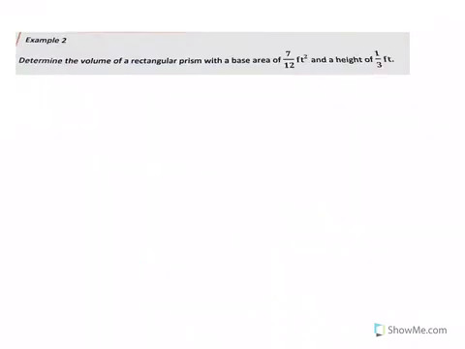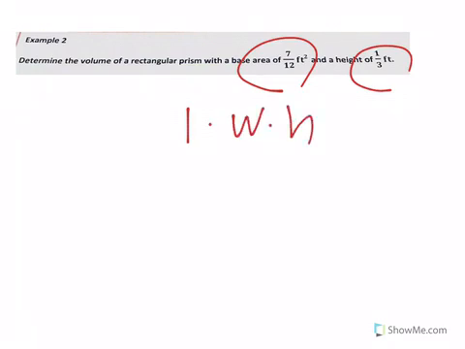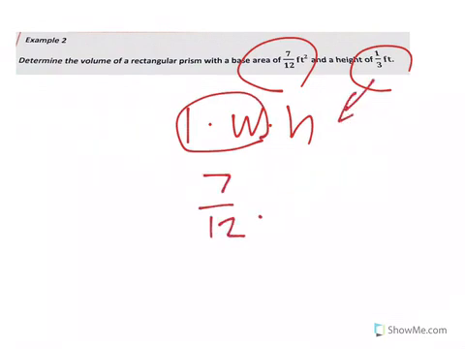Now, example 2 says determine the volume of a rectangular prism with a base area of 7/12 feet squared and a height of 1/3 feet. We don't know the length or the width if we're going to use length times width times height, but the area of the base is length times width. So those two together are 7/12, times the height, which is 1/3.